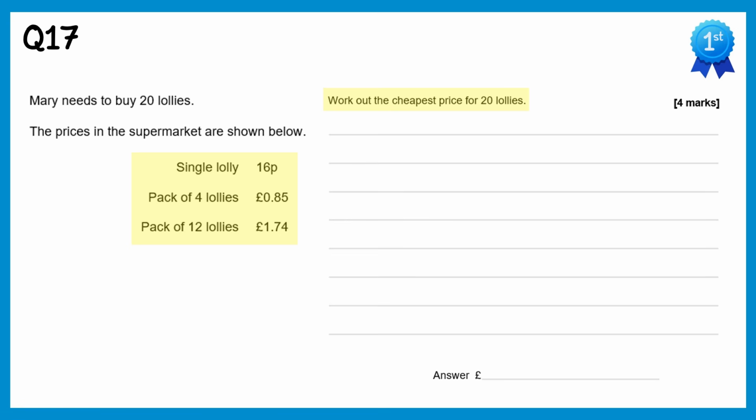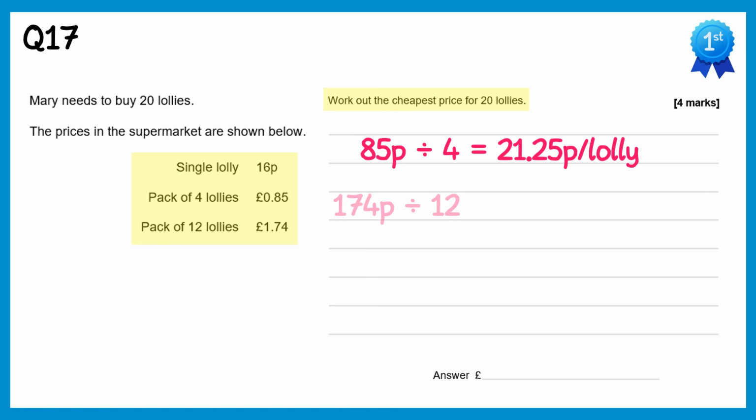For the second deal, if it's 85 pence for 4 lollies, we can just do 85 divided by 4, which gives you 21.25 pence per lolly. So in the second deal, each of the lollies is costing us 21.25 pence. So it's not a very good deal because we can buy a single lolly for 16p. Let's do the same thing for the final one. So we've got £1.74, which is 174 pence, but we get 12 lollies. So we'll do 174 divided by 12, which gives you 14.5 pence per lolly. So actually that's really good, it's better than both of the other deals.